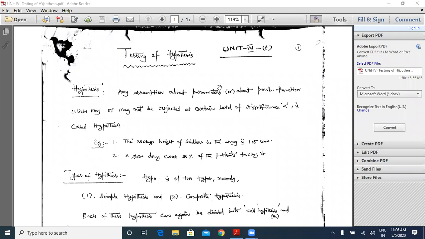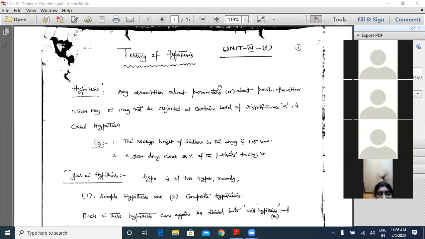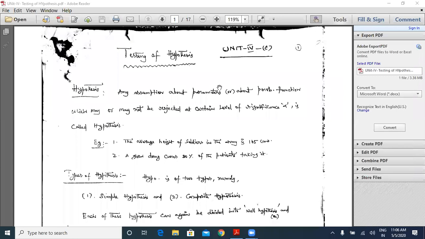So yesterday we discussed the last part of the unit, testing of hypothesis. Hypothesis means an assumption made about a parameter or probability function which may or may not be accepted or rejected at a certain level of significance. Simply, a hypothesis is a statement we make relating to the given problem. For example, the average height of soldiers in the army is 165 centimeters. This is a statement relating to a soldiers population, so it is a hypothesis.